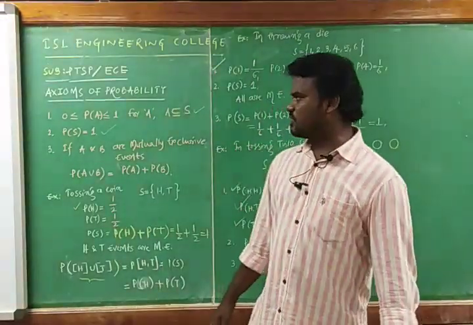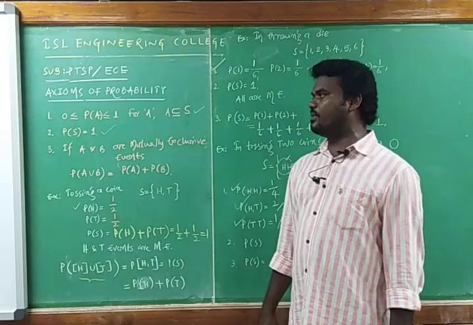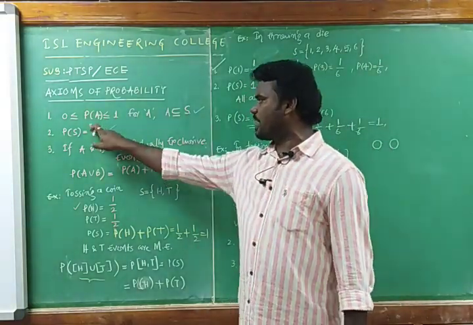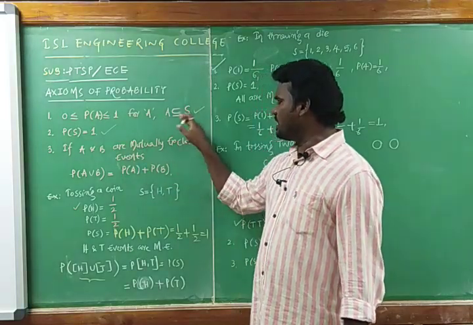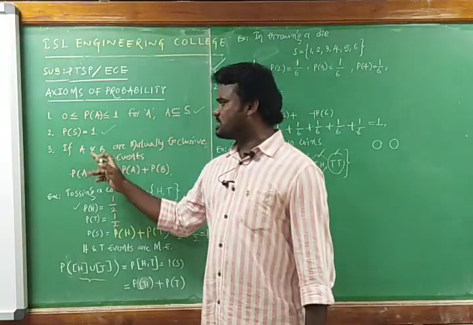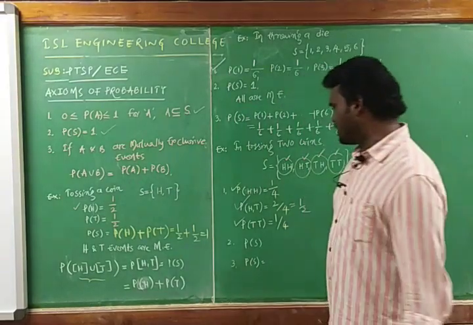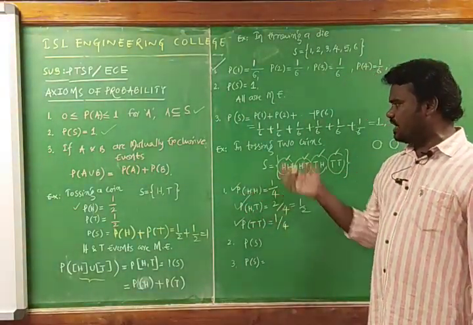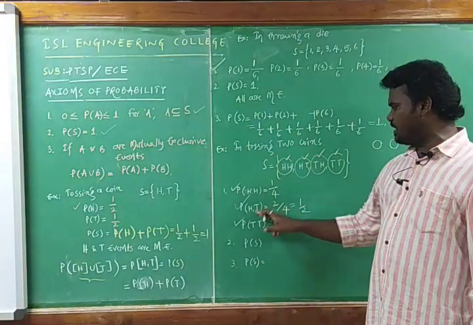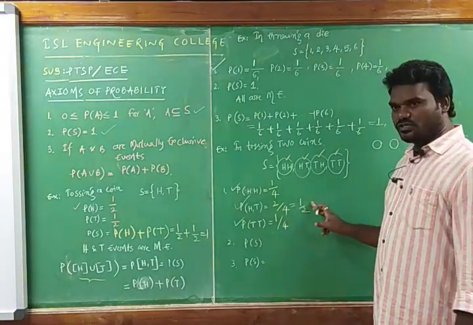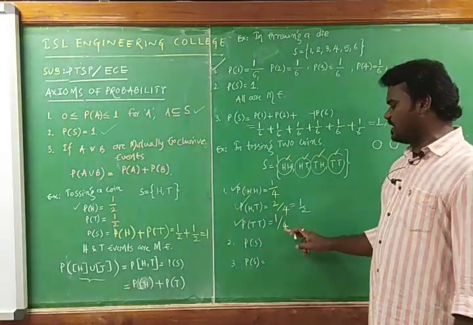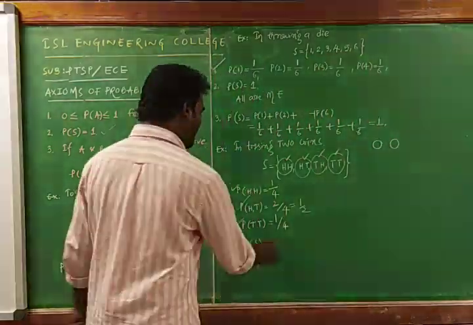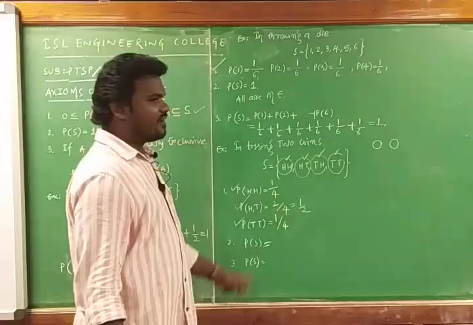So it satisfies the first axiom of probability: the probability of any event in the sample space must lie between 0 and 1. Here the probability of this event, 1 by 4, lies between 0 and 1. The probability of HT lies between 0 and 1, and the probability of TT must lie between 0 and 1.